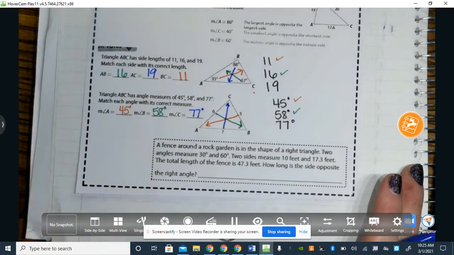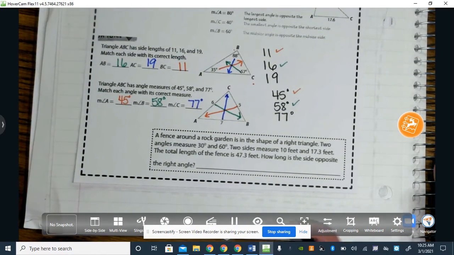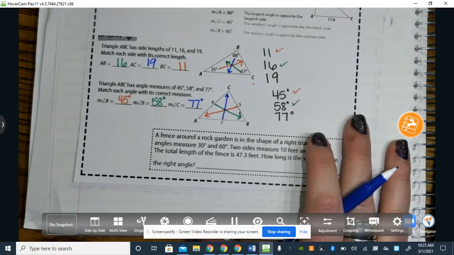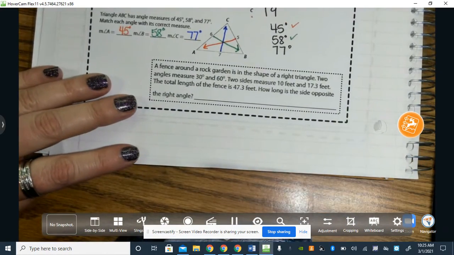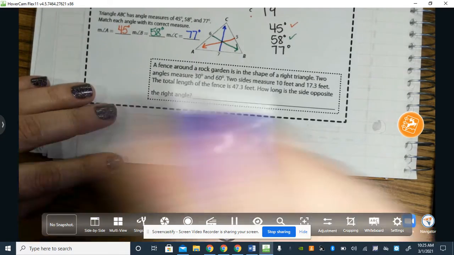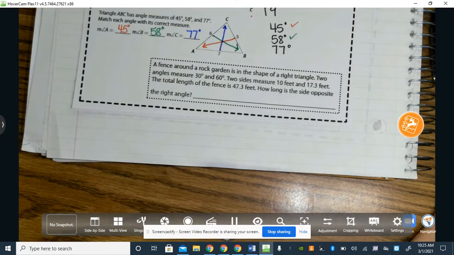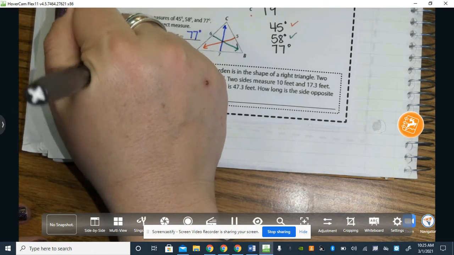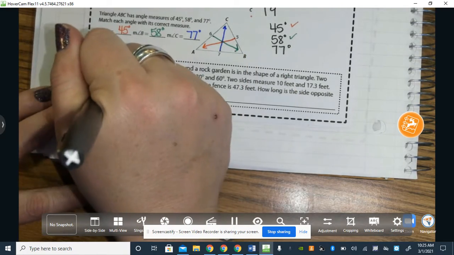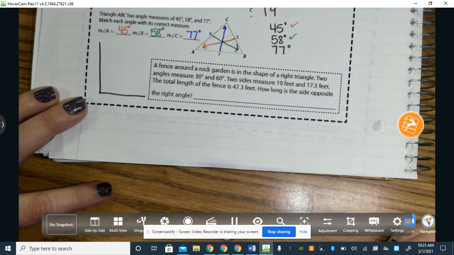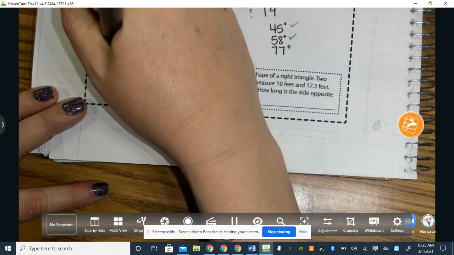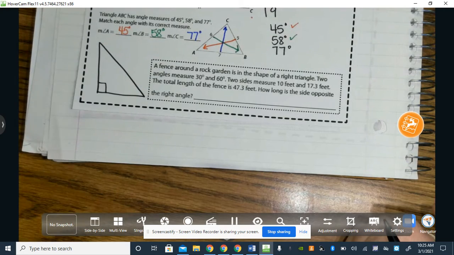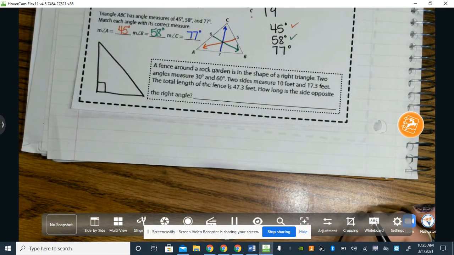Okay. So if I'm looking at this bottom question here, it says a fence around a rock garden is in the shape of a right triangle. So first thing I'm going to do, because I don't have a picture of it, is draw a picture of it. So over in that blank spot, I'm going to draw a right triangle. Remember, it looks like an L, has a box in the corner, and then I connect to form my hypotenuse. You'll learn more about the hypotenuse when you get to middle school and the Pythagorean theorem.